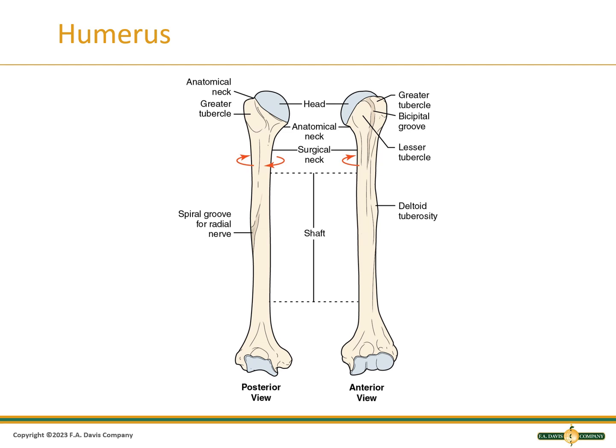Our bicipital groove runs between the greater tubercle and the lesser tubercle, and that is where the long head tendon of the biceps runs before it blends into the joint capsule. Our deltoid tuberosity can be found more distal on the humerus for an insertion point for our deltoid.